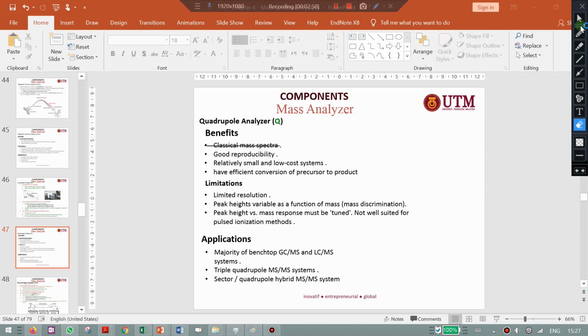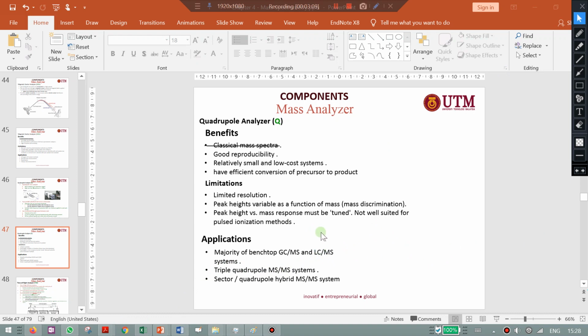Okay, what else? The applications: majority of benchtop GCMS and LCMS systems, triple quadrupole MS/MS systems, sector quadrupole hybrid MS/MS systems. Okay, triple quadrupole does not mean that you have triple mass analyzers. It doesn't mean like that.